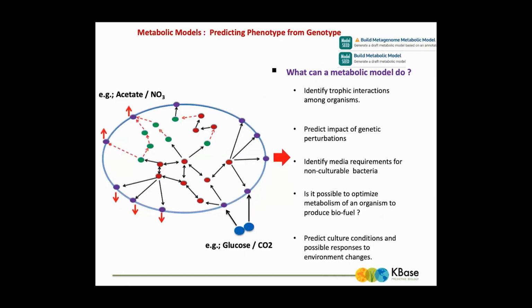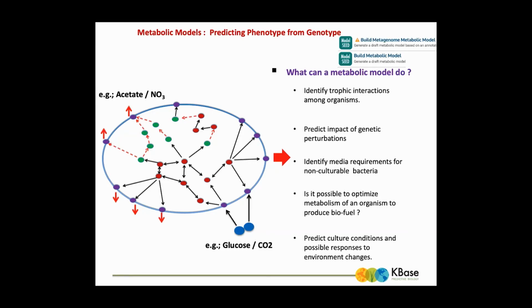So why do we use metabolic models? What can metabolic models do? Metabolic models are one of the great tools to understand the metabolism of an organism. You can use them to identify trophic interactions among organisms in a system, predict the impact of genetic perturbations, and identify media requirements for non-culturable bacteria. There are bacteria that you cannot grow under experimental conditions in a laboratory, and metabolic models can help identify the minimal list of nutrients you need to grow these organisms.